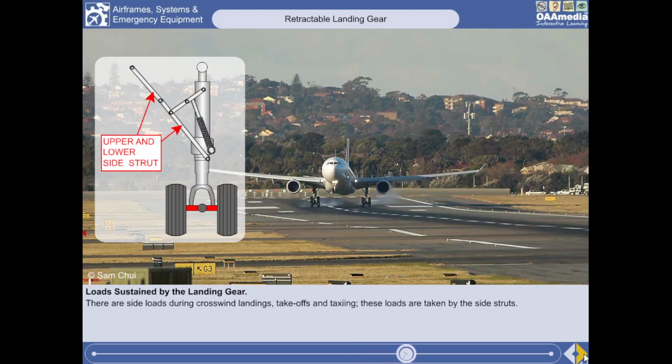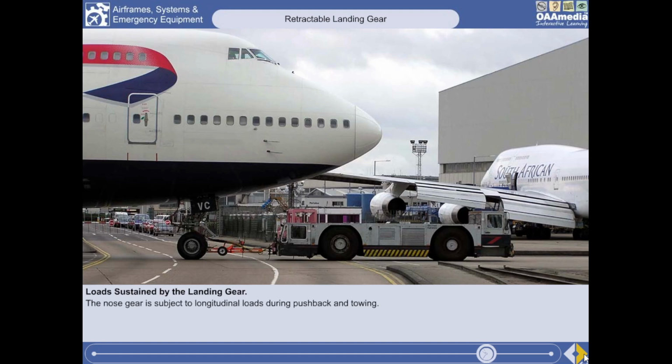There are also side loads during crosswind landings, also during takeoffs and taxiing. These loads are taken by the side struts. The nose gear is subject to longitudinal loads during pushback and towing. Again, these loads are taken by the drag strut assembly.